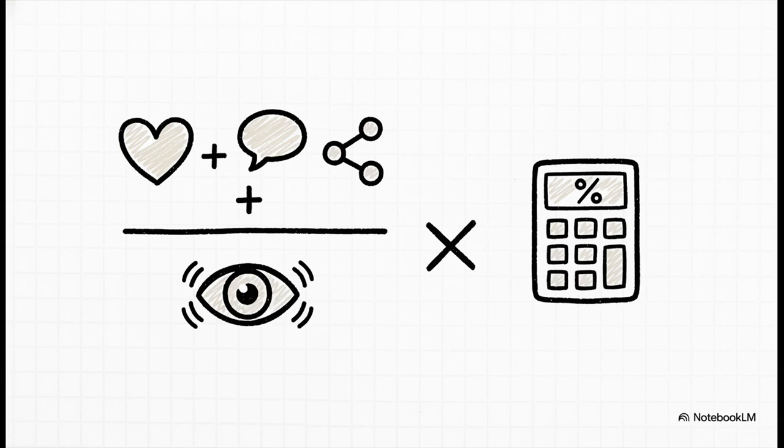You just take your total interactions, that's your likes, comments, and shares all added up, divide that by your reach, and then multiply by 100 to get the percentage.